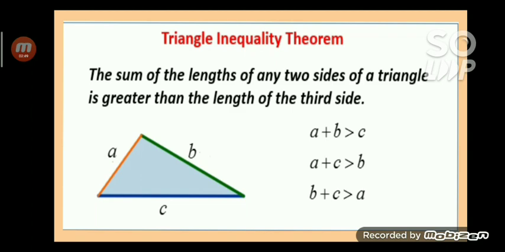Triangle inequality theorem. The sum of the lengths of any two sides of a triangle is greater than the length of the third side. This is the property to check whether a triangle is possible or not. If the sum of any two sides of a triangle is greater than the third side, it means that the triangle is possible. We can draw that triangle easily. But if it is not, then we can't do this.